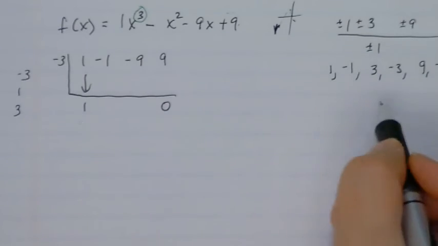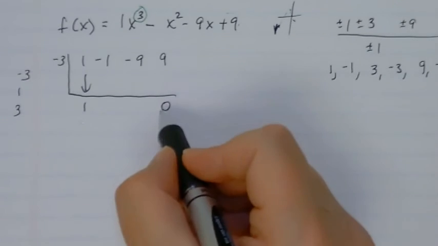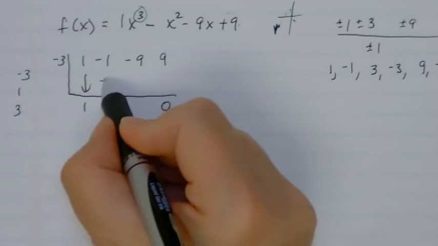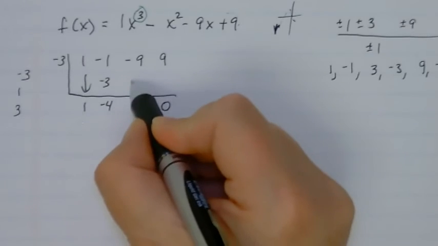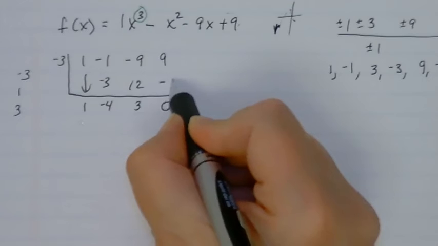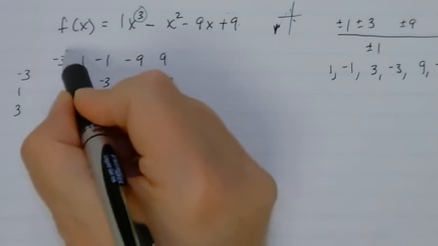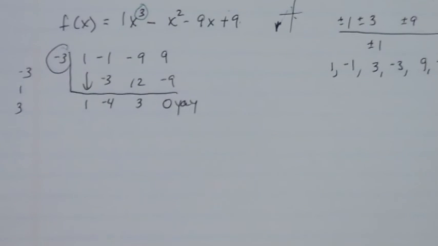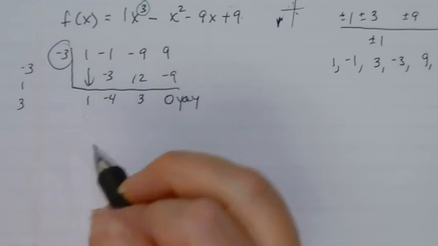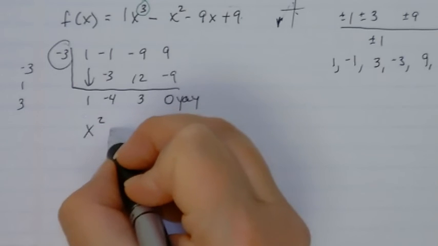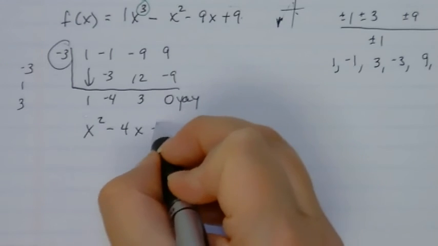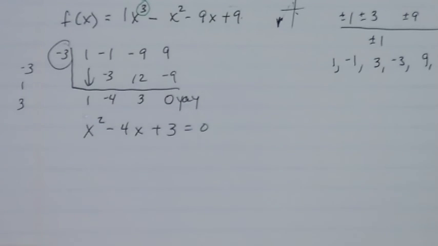If I didn't have the graphing calculator, I would just start choosing from these numbers until I found one that gave me a 0. This gives me 0. Yay. That means this is a 0. Since I started with x cubed, I know my answer is x squared minus 4x plus 3, and I want to see where this equals 0.